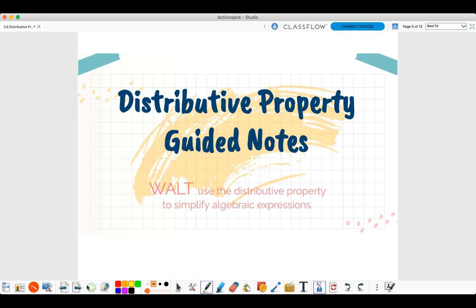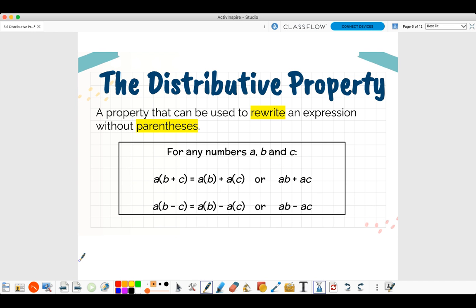Your distributive property, again, is another way of writing equivalent expressions, but just in a different format. So the actual property says this, all right, a property that can be used to rewrite an expression without parentheses. So your problems are going to be where you're going to have a number on the outside times b plus c, which are just integers. Or you're going to have a number on the outside and you're going to be multiplying it by a subtraction of two either integers or a variable and an integer or whatnot. Okay, so let's just do that.